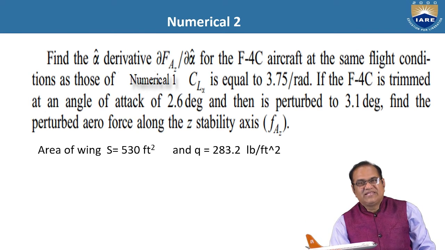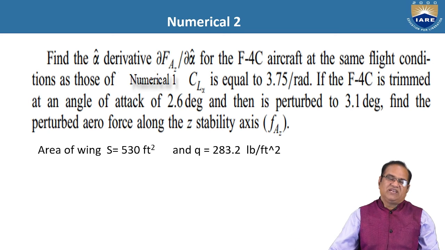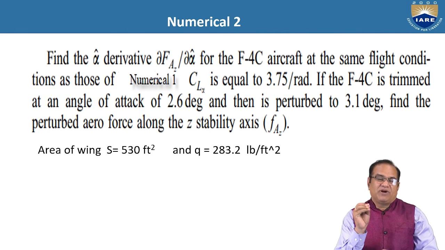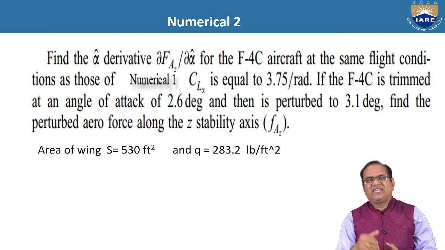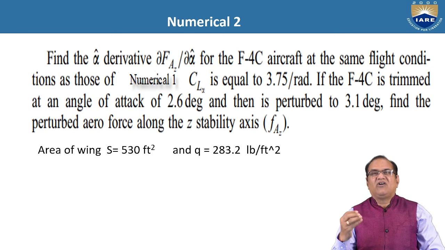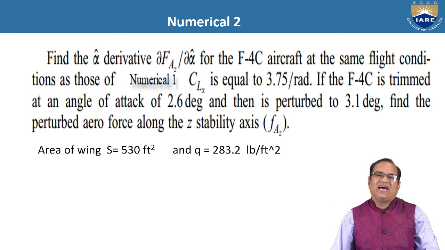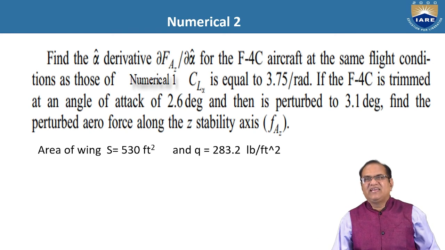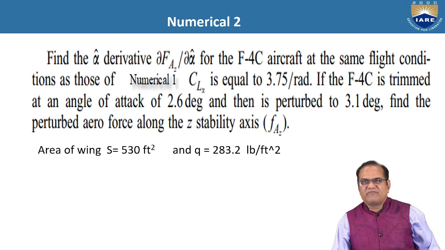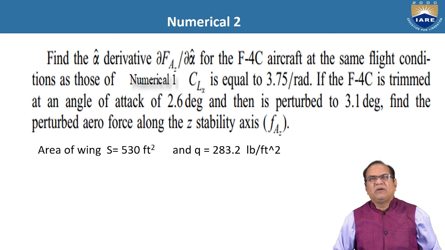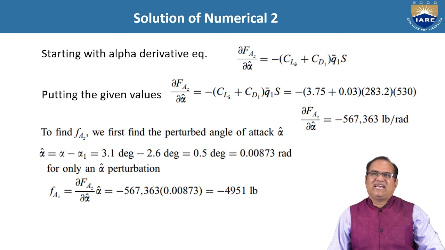So this is our aim: if we give some intentional perturbation of a very minor 0.5 degree angle of attack, increase or decrease, it can be anything, how much variation in the Z forces will happen? So that is the problem. And the wing area is 530 feet square. It is already as in the previous one, and all the speeds and other parameters are also the same as in the previous one. Here is the solution of numerical number 2, starting with the alpha derivative equation.